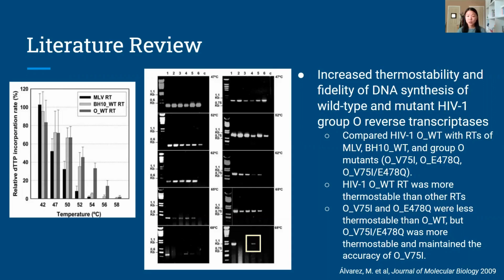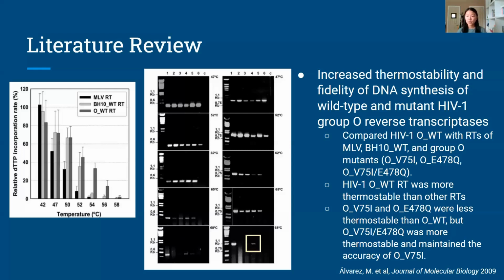If you look at this bar graph on the left side, you can see that the O wild-type RT, which is the bar with the medium gray color, functions better than MLV and BH10 RT, even at high temperatures like above 54 degrees Celsius. The researchers also found that even though O V75I and E478Q were less thermostable than the O wild type, the combination of both mutations was found to be more thermostable and maintain the accuracy of O V75I.